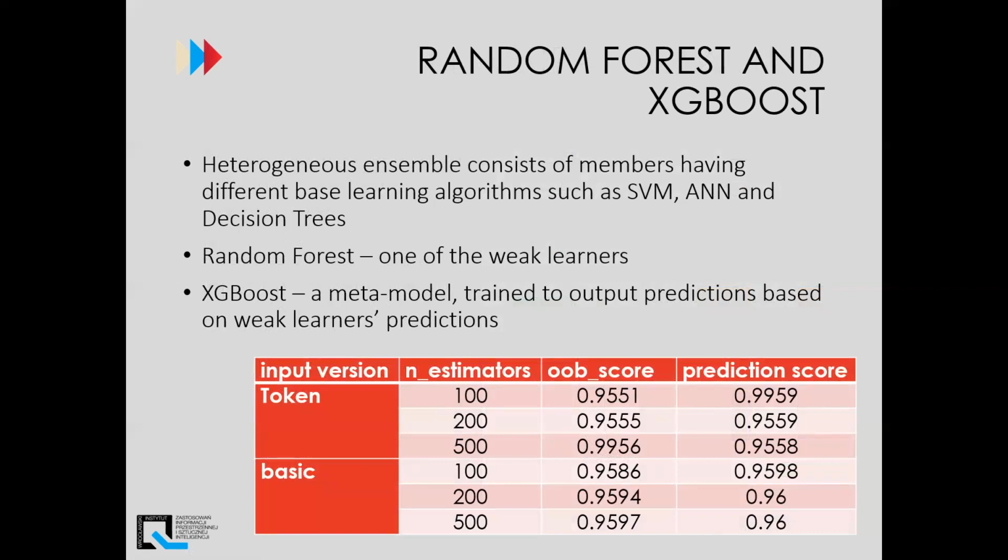XGBoost is a Python open source package that provides a high performance implementation of gradient boosted decision trees. XGBoost models are also ensemble ones, but they differ from the classic approach, while their ensemble decision trees are trained one by one until the error of the model does not improve anymore. XGBoost classifier was used as a meta model that was trained to output predictions based on weak learners' predictions.